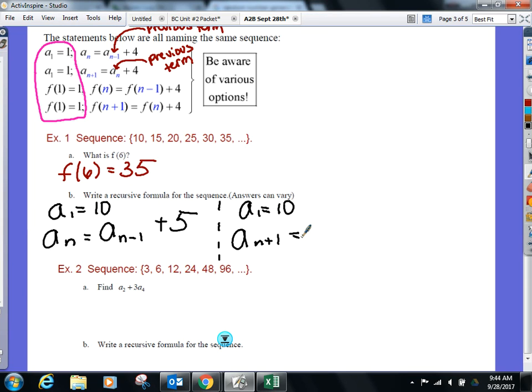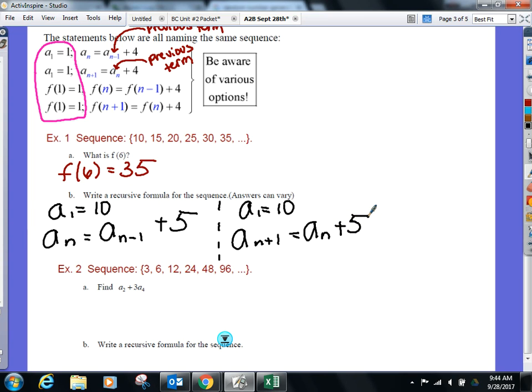It's not n minus 1 anymore. Take a look up above. If I have n plus 1, what's the previous term? n plus 1 will be a subscript n. Yep. And what are you doing to that one? Still adding.